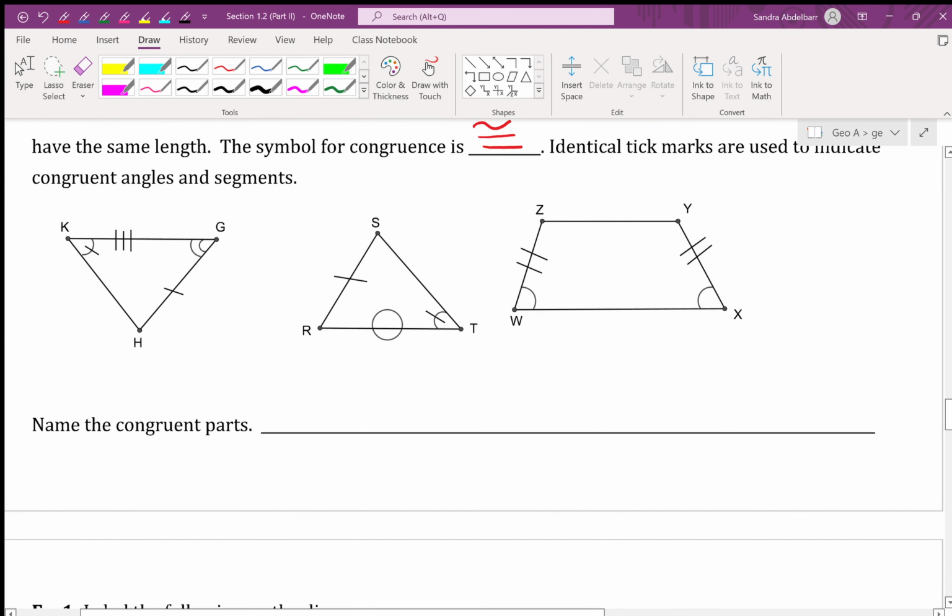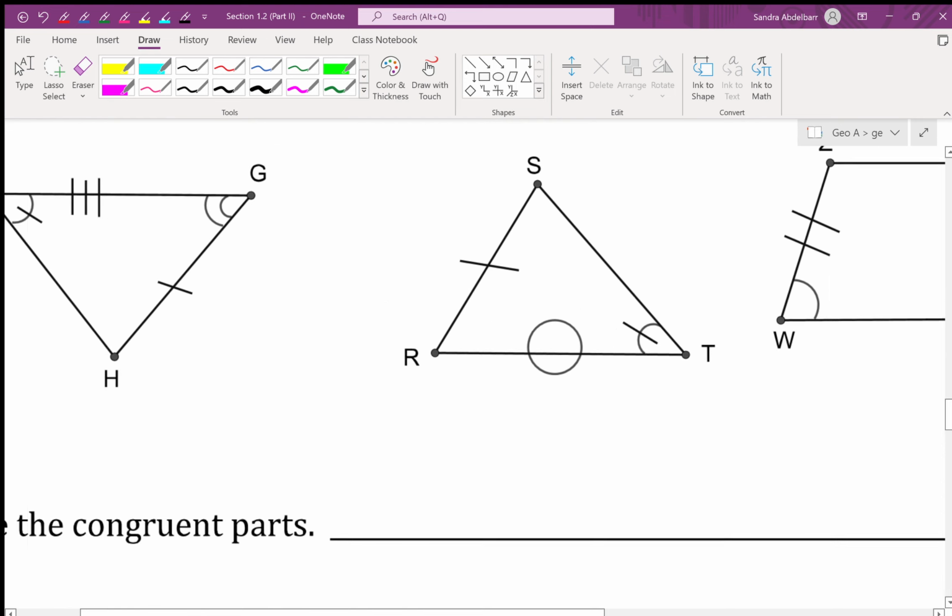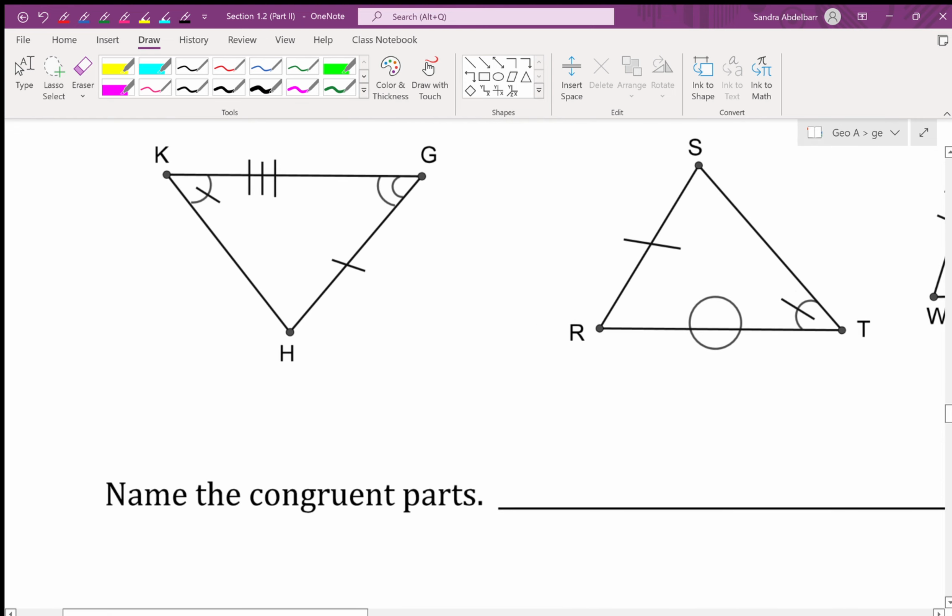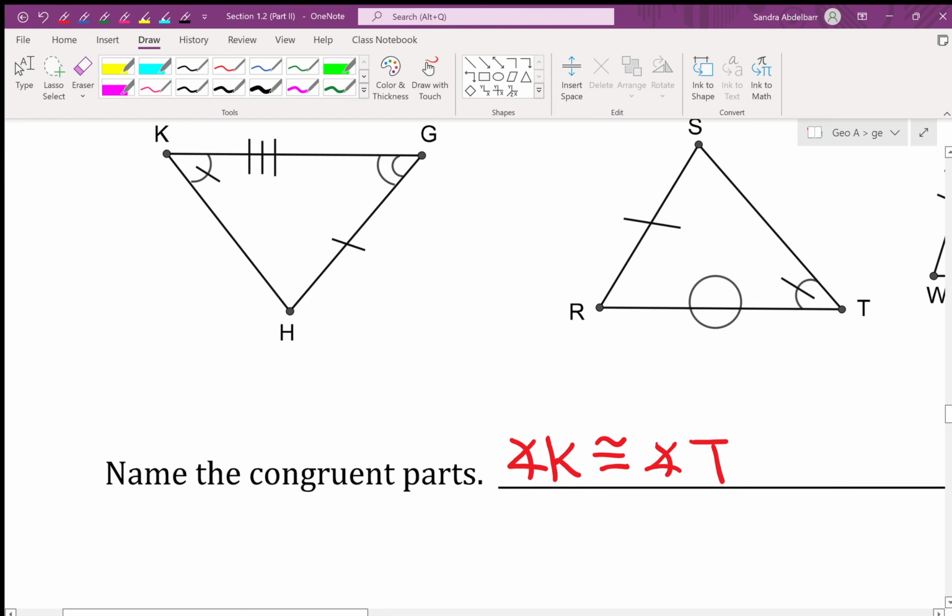All right, the way we show congruency is we put similar markings. So I just want to focus in on the two triangles right now. On these two triangles, do you see how angle K has a loop with a slash and angle T has a loop with a slash? Because they have identical markings, that shows us that those two angles are congruent. So the way we write that is angle K congruent angle T. We read angle K is congruent to angle T.